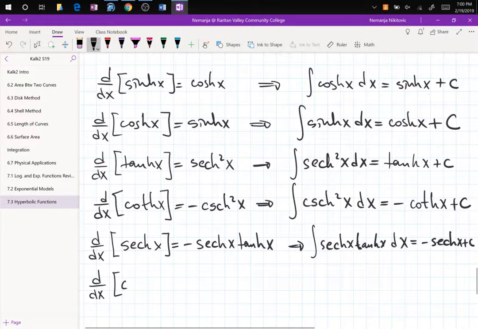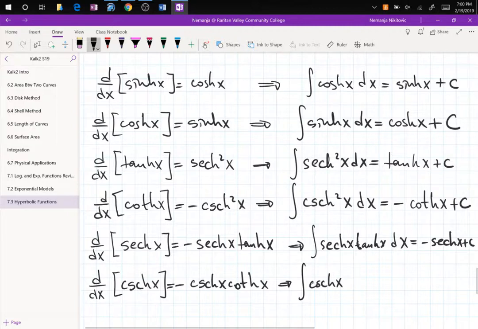And the derivative of cosecant hyperbolic x is negative cosecant hyperbolic x cotangent hyperbolic x, which means the integral of cosecant hyperbolic x cotangent hyperbolic x dx is equal to negative cosecant hyperbolic x plus c.